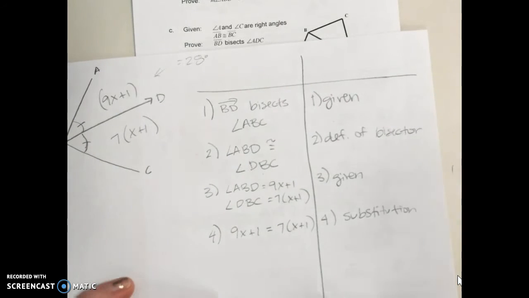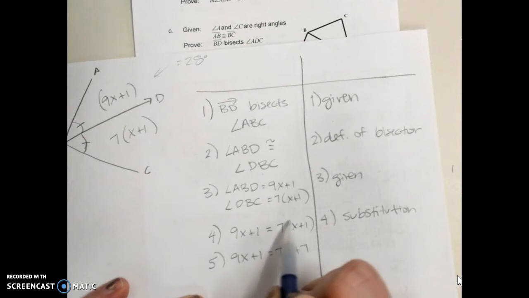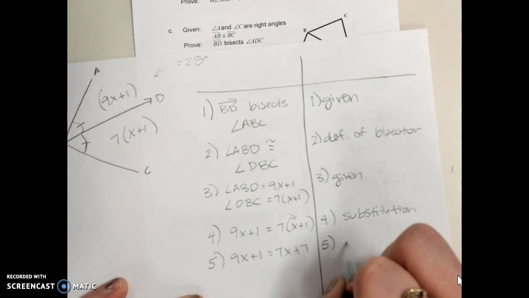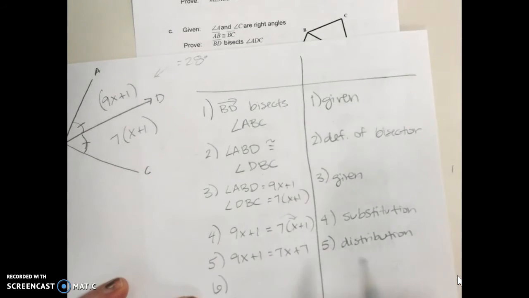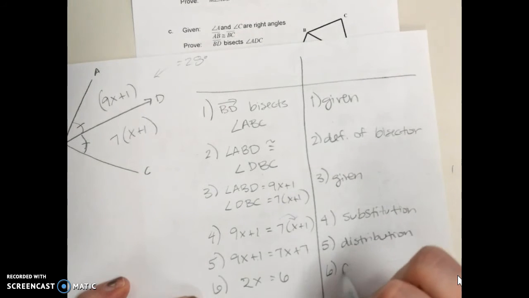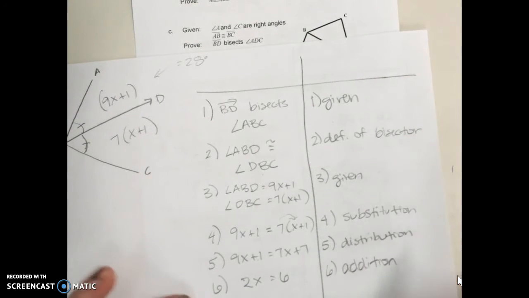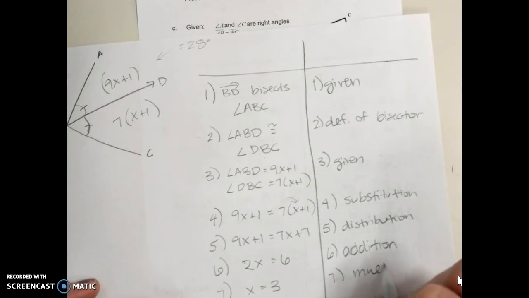Now I need to solve for x. So it's going to take a few steps, and you have to do each step individually. So first I distributed. Now I need to move these over here and these over here. I'm going to combine that step because it's the same. It's the subtraction, which is actually addition, or the addition property. And then I need to divide, so I get x equals 3. So that's the multiplication property.